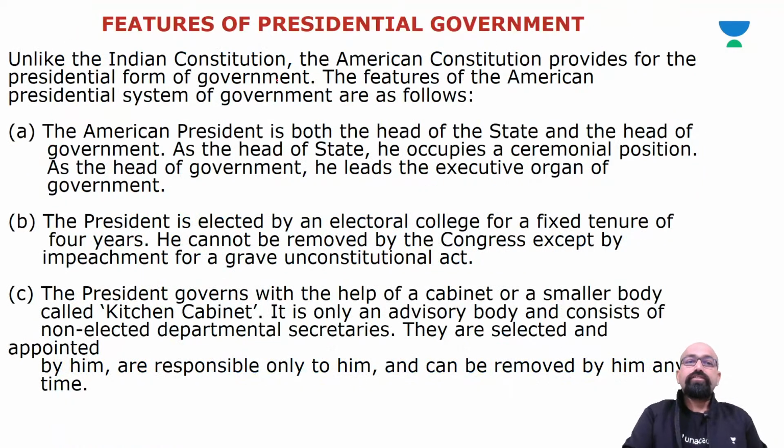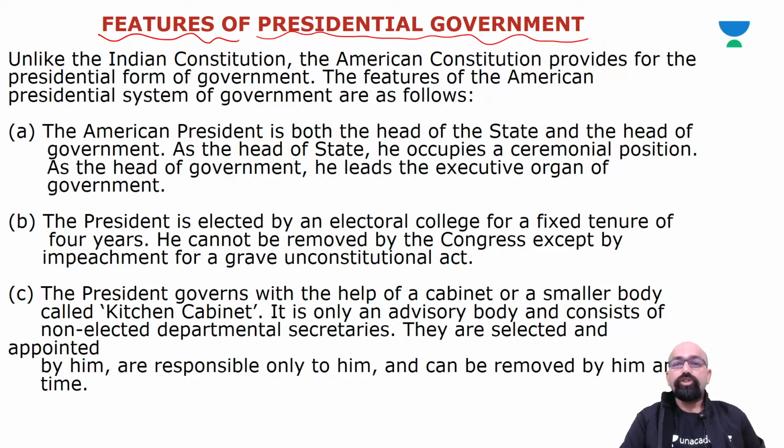After these features, we'll see now next type of government, that is presidential type of government, as we have seen, where executive is not responsible to the legislature, right? So we can say now we'll study features of the presidential government system. Yes, for example, we can say American Constitution provides for the presidential form of government.